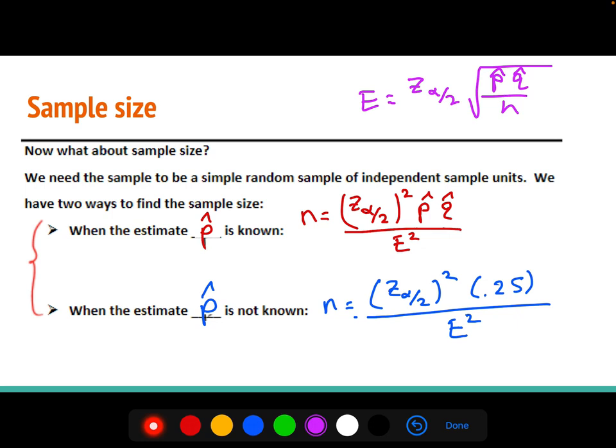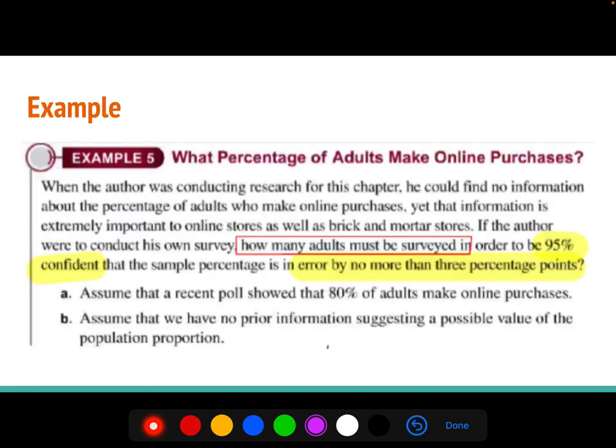Also, if you know P and Q, that's great. But if you don't, you can assume each of those is a half, because of equally likely probability, and a half times a half is a fourth. That's where that 0.25 comes from. That's why, if you know them, put them in the formula. If you don't, use 0.25.